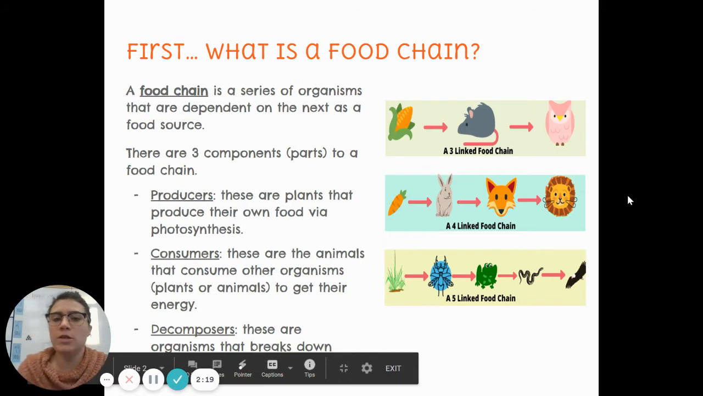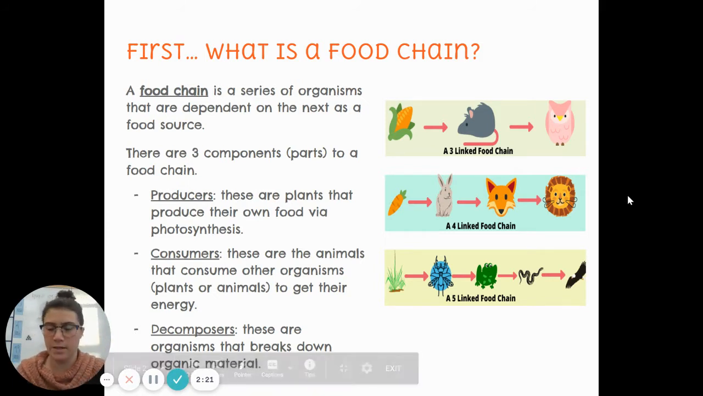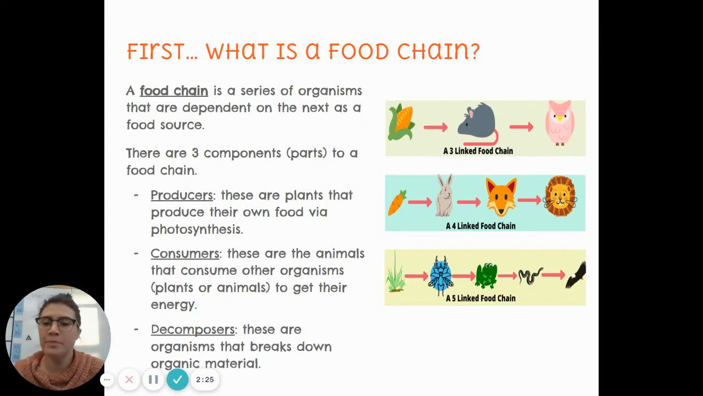So first we need to know what a food chain is. You guys have already learned what a food chain is in the past, so I'm just going to go over this really quickly. A food chain is a series of organisms that are dependent on the next as a food source. So obviously the corn gets eaten by the mouse and the mouse gets eaten by the owl. This is the circle of life. The rabbit eats the carrot, then the rabbit gets eaten by the fox, and then the fox gets eaten by a lion.